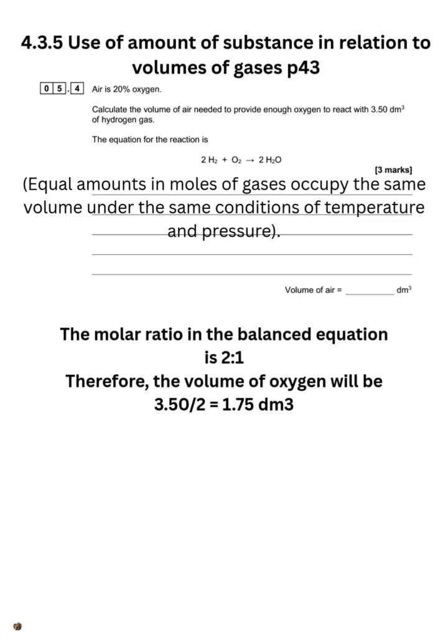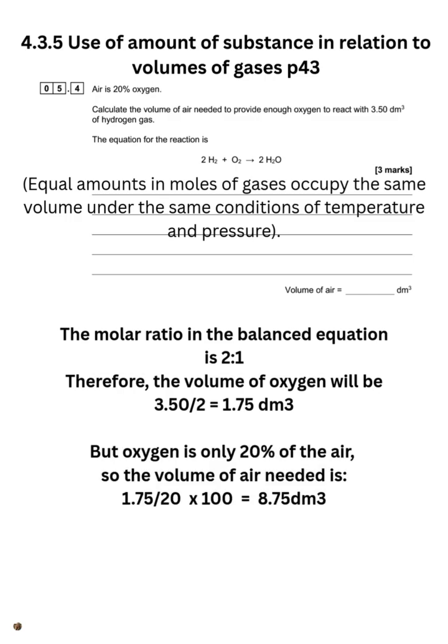So you can see that for every 2 moles of hydrogen, there's 1 mole of oxygen involved in the reaction. So we've got a 2-to-1 ratio. So we are told that there is 3.50 decimeter cubed of hydrogen. So we're going to need half that amount of oxygen. So it's just half of 3.50, which is 1.75 decimeter cubed of oxygen needed. So that is worth 1 mark, but there are 3 marks available.